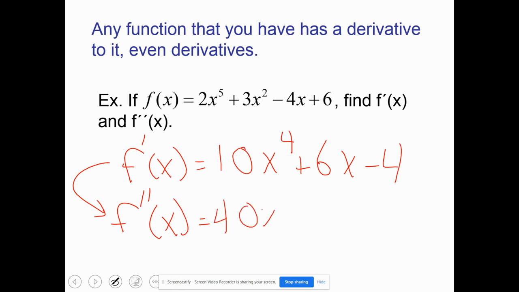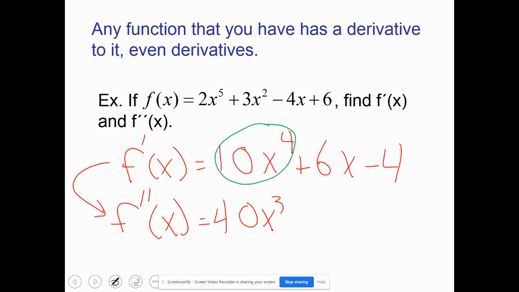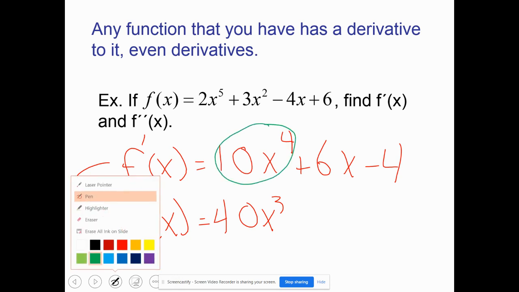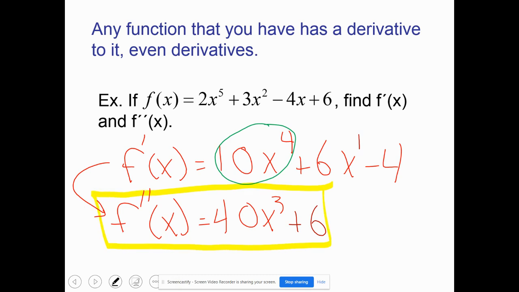So 40x to the third, because I'm finding the derivative of that, plus 6, and then the derivative of 4 is going to be 0. So my two derivatives, maybe we'll do this in a highlighter. There's my second derivative. There is my first derivative. And they both have their own purposes.